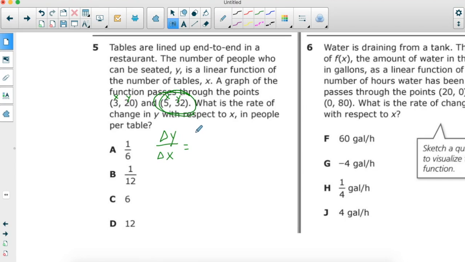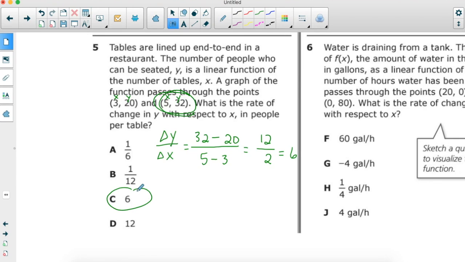Well, the change in y is going to be 32 minus this y, which is 20, over this x. Remember, we picked this one first, so you have to stick to this one. 5 minus, and then this x is positive 3. So we're going to go ahead and simplify it. 32 minus 20 is 12 over 5 minus 3, which is 2. And then 12 divided by 2 is 6, which is letter C.